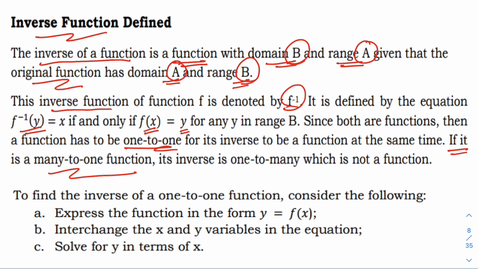Tama? So, paano ba natin mahanap si inverse function? So, to find the inverse of a one-to-one function, consider the following. So, letter A, express the function in the form of y equals f of x. So, papalitan natin guys yung ating f of x to y. Then, letter B, ang second step natin is interchange the x and y variables in the equation. Okay? Si x magiging y, then yung ating y magiging x. Okay? Then, ang last step natin is solve for y in terms of x. Nakuha? So, try natin.